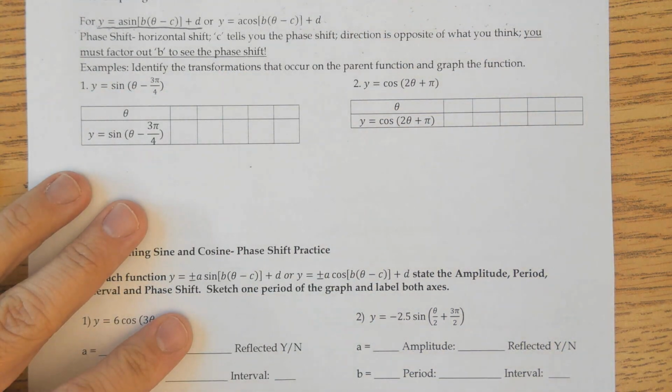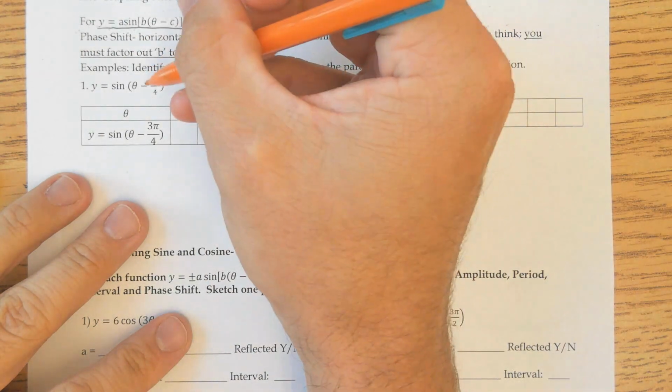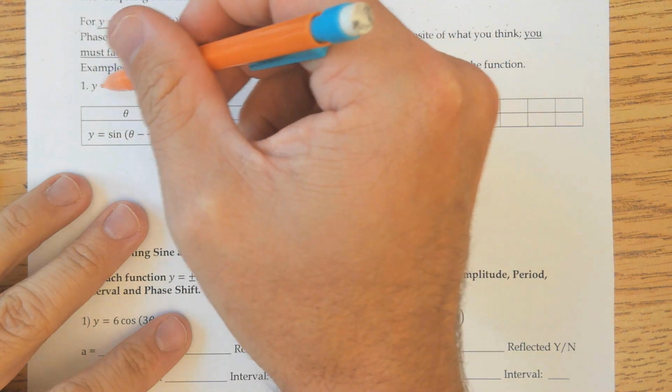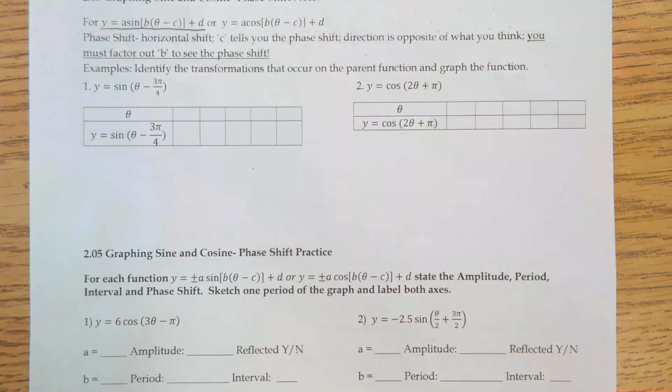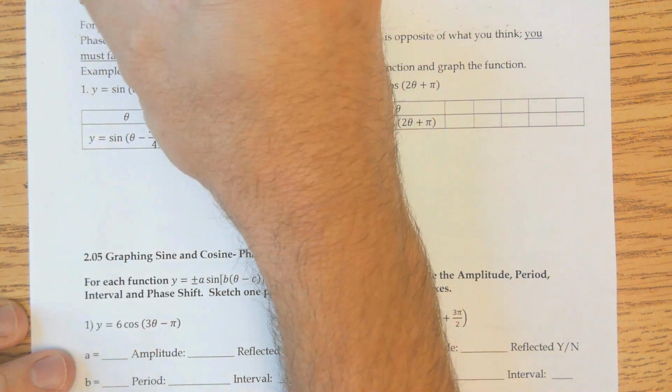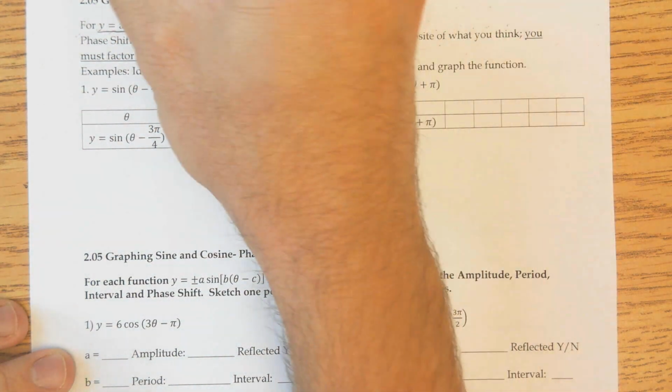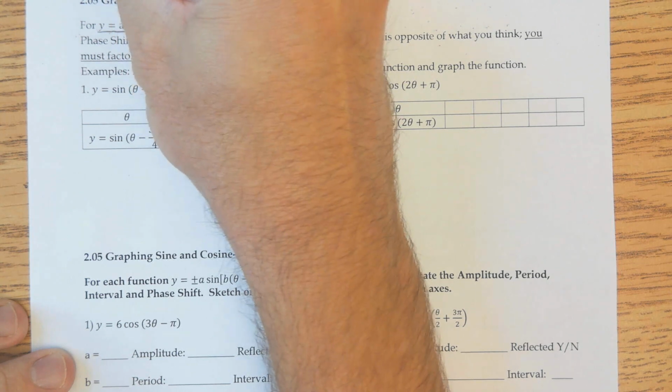Now, I wish I could say exactly that C is our phase shift, but that is not 100% true. It helps us find the phase shift, right? So phase shift or horizontal shift, C tells you the phase shift; the direction is opposite of what you think. You must factor out the B to see the phase shift. In this first example, sine of theta minus 3 pi over 4, B is equal to 1, so there's no factoring out. So what I see is that my B is equal to 1.